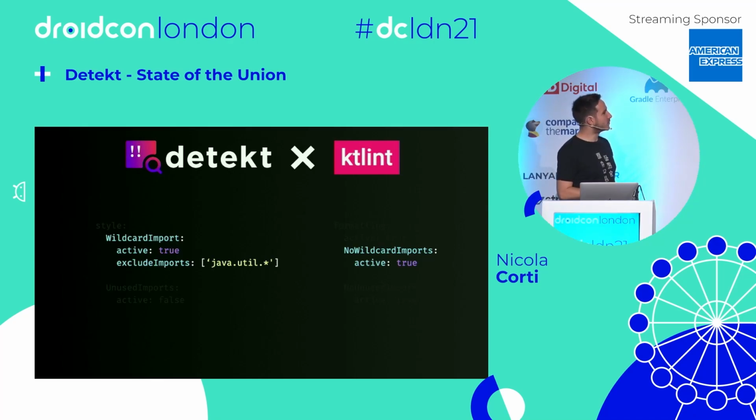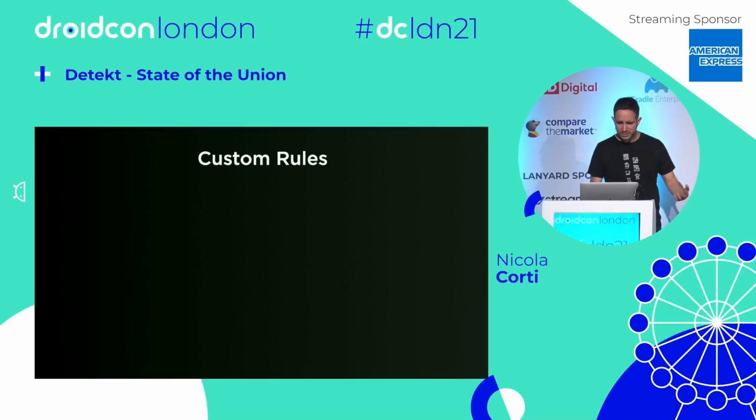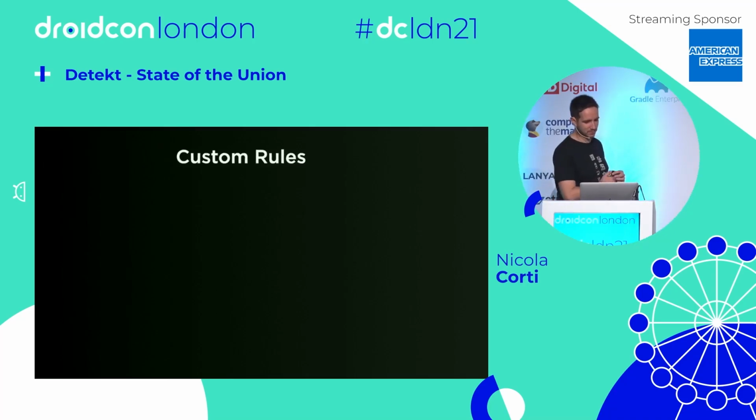The Detekt rules are offering configuration options. They're more granular, you can control them better. While the Kotlin lint rules instead, and here I have another example, unused imports and no unused imports, the Kotlin lint rules are the only ones that offer autocorrection. So if you want to autocorrect your code, you need to use Kotlin lint. Just so you know, those tools work together, but you need to know how they interact.